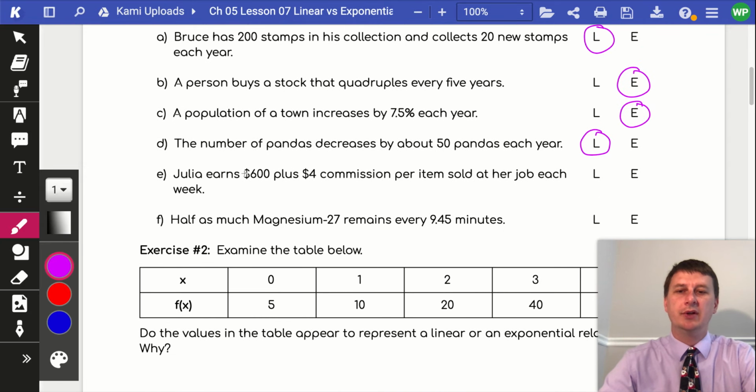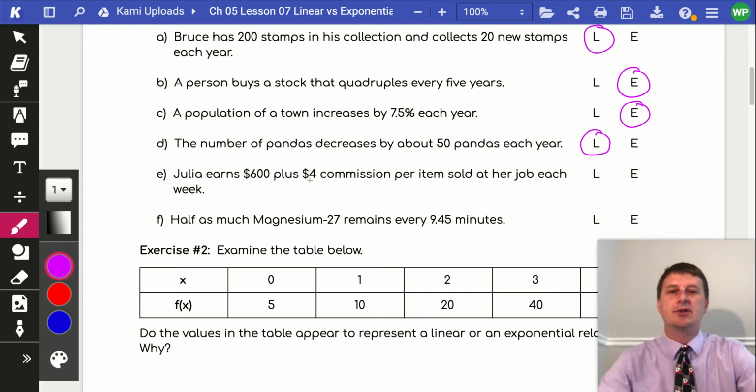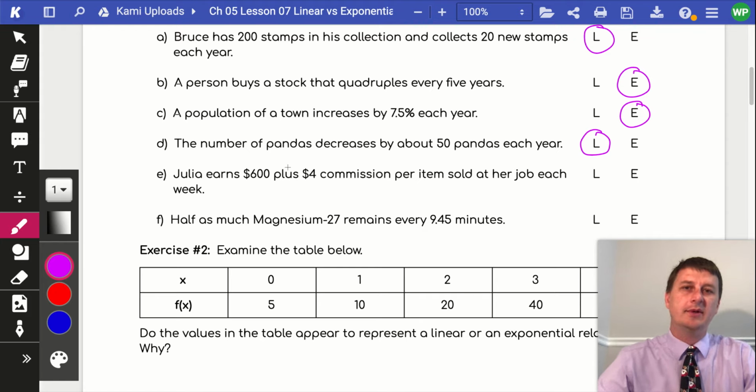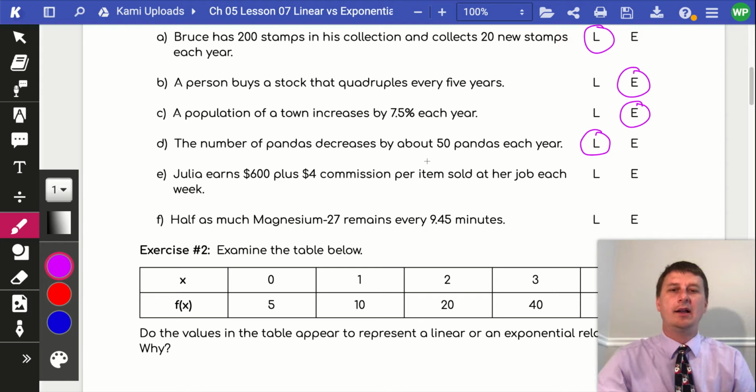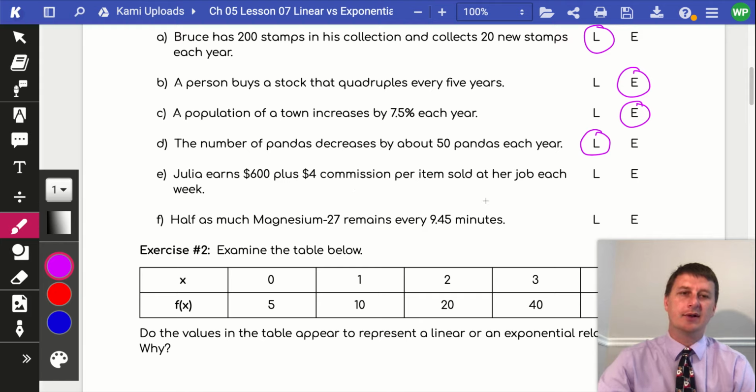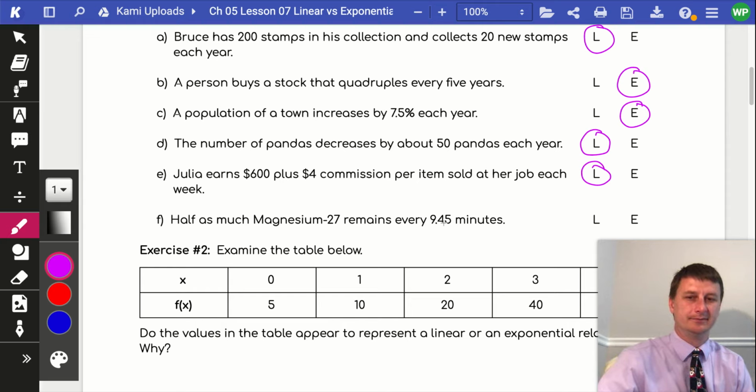Part E, Julia earns $600 plus $4 commission per item sold at her job each week. So she's going to get $4 for one item, another $4 for another item, another $4, another $4. So each time she sells an item, she's going to gain $4 more. So she's going to add on $4 to the amount she earns each week, each time she sells an item. So if she's always adding on $4, again, repeated addition is going to tell us to use linear.